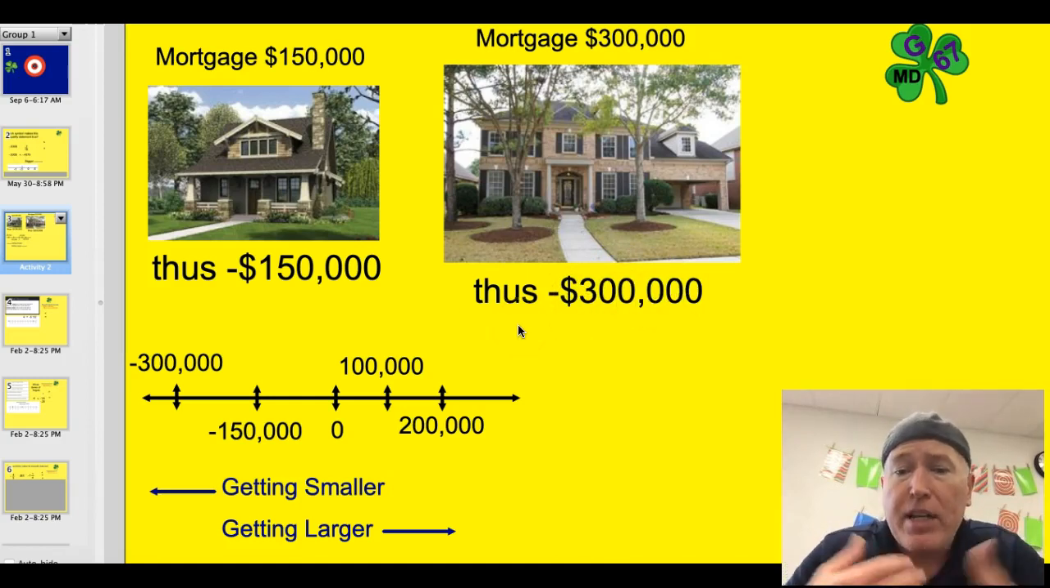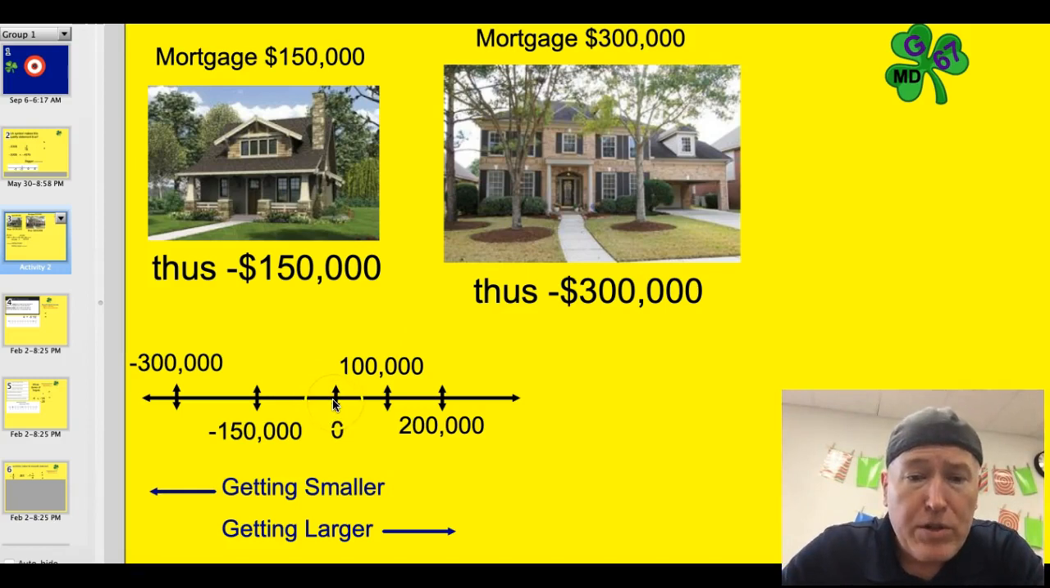Again, think of money that you owe as a negative number. Well, here's zero. Here's the bungalow at negative $150,000. Here's the two-story at negative $300,000. Which one is greater? Well, the smaller the negative number, the less negative it is, the greater it is. This one is closer to zero. This one is farther away.